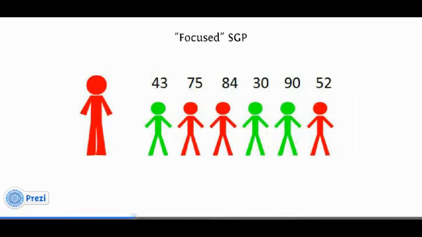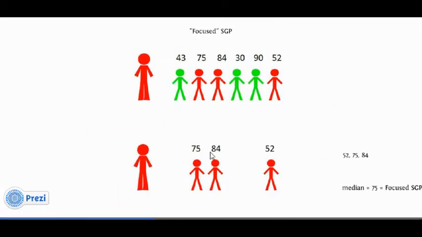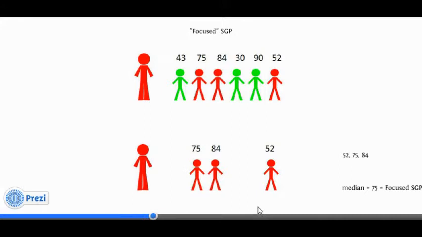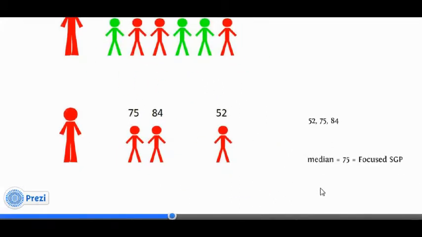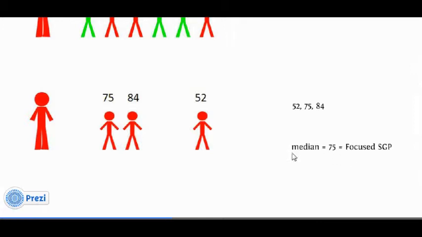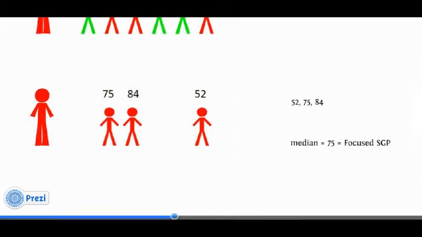Under a focused SGP, instead, what we're doing is taking only the students you teach. So we have removed any students that you don't teach, shown here in green, kept the students that you do teach, shown here in red, and then created the same type of score using the median from just this pool of students that you actually teach over the course of the year.